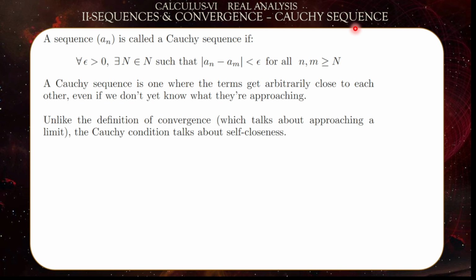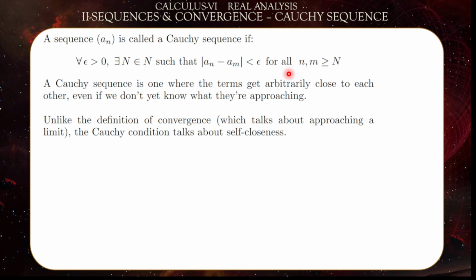Cauchy sequence. A sequence an is called a Cauchy sequence if, for all epsilon greater than 0, there exists capital N within the natural numbers such that the absolute value of an minus am is less than epsilon for all n, m greater than or equal to capital N. To put it in simpler terms, as n and m approach a very large value, the terms an and am get closer and closer to each other, in such a way that an minus am, the gap between these two terms, becomes so infinitesimally small, actually smaller even than epsilon, epsilon being a number very close to 0. This is what it actually means.